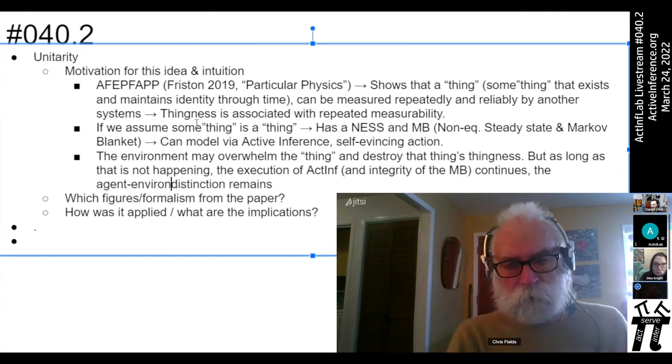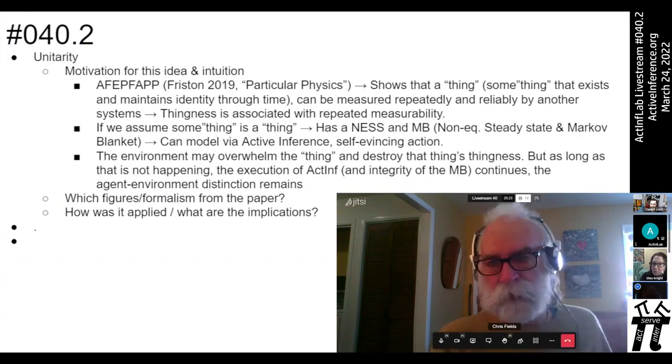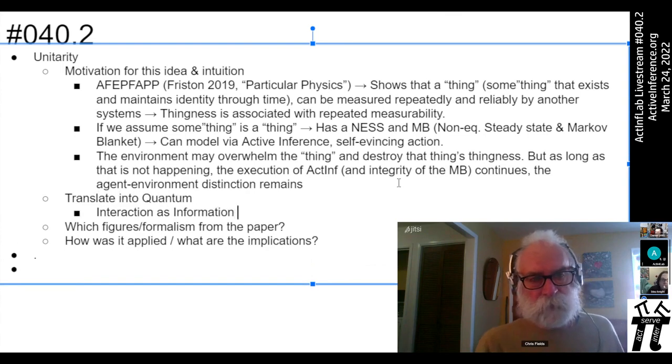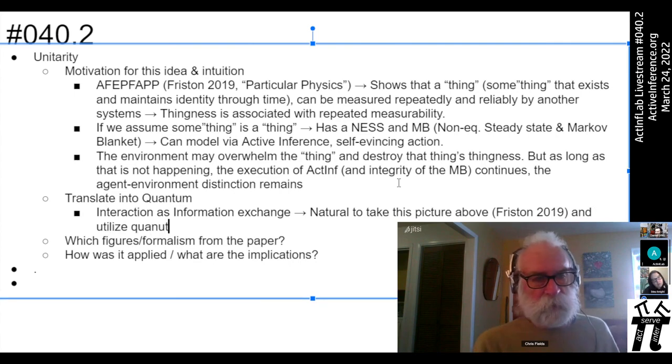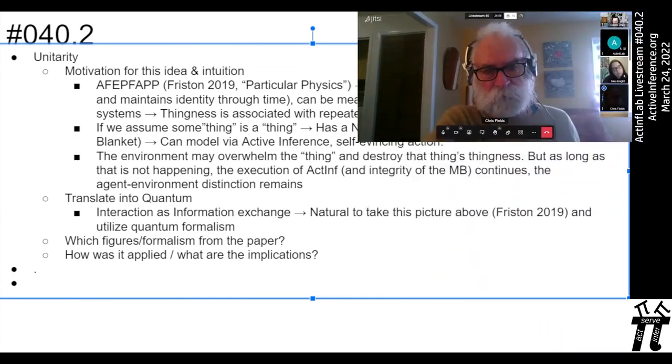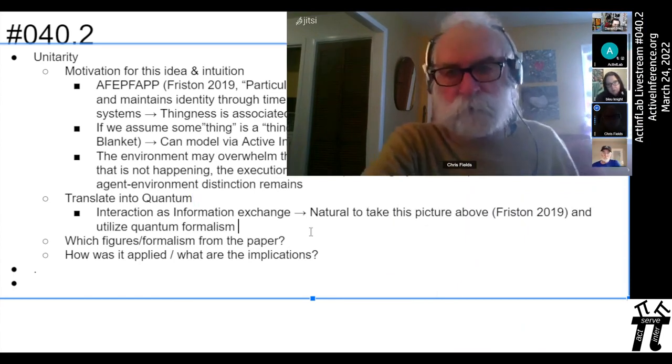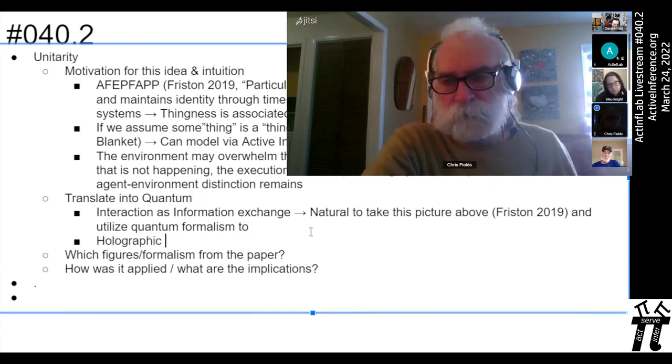In quantum theory, we have this notion of interaction as measurement already, and we have a notion of interaction as information exchange already. So it's very natural to take this whole picture and make the notion of measurement over time precise, using this quantum theoretic formalism. And quantum theory also gives us a very natural implementation of a Markov blanket, which in physics is called a holographic screen. Holographic screens were introduced back in the 70s to talk about black holes. But a holographic screen is just a reformulation of the concept of a Markov blanket.